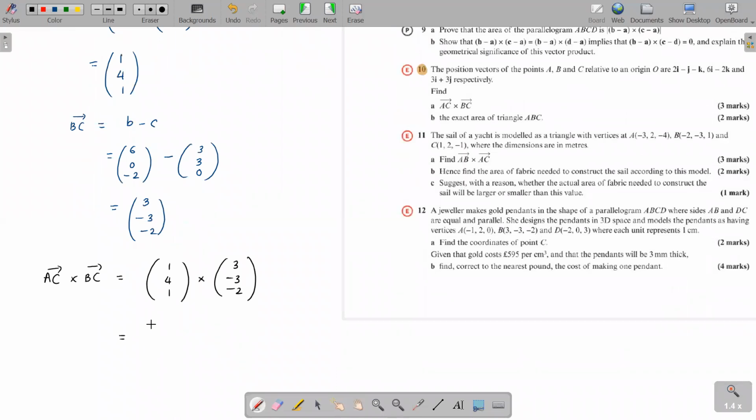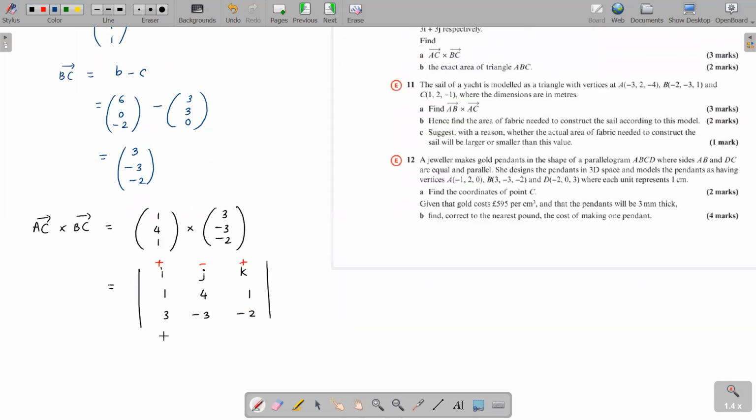Okay, so then let's get the determinant i, j, k. This is AC, 1, 4, 1. This is BC, 3, minus 3, minus 2. So make sure you put plus, minus, plus. This is i times. Shall I directly write? Are you capable of directly writing now? Or shall I write like this? Minus j times. So I get here, removing the row and column, 1, 3, 1, minus 2. And plus k times 1, 3, 4, minus 3. Is that okay?